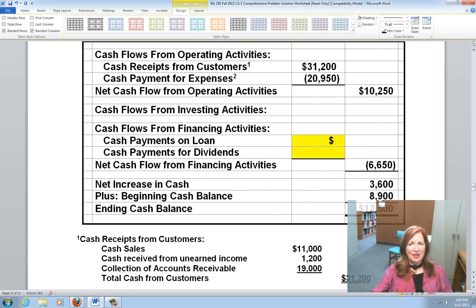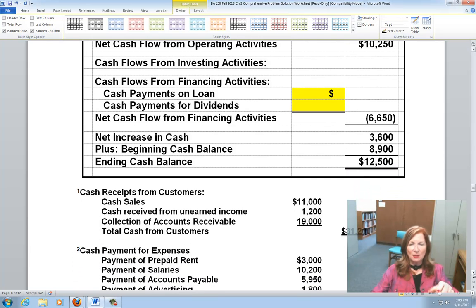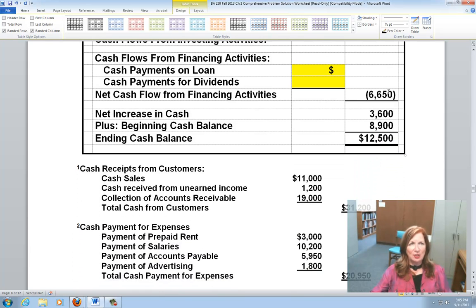We have plenty of weeks to work on that, so I'm not as worried about you learning that right now. I think you have plenty of learning going on. So enter those 2 amounts and that will be your statement of cash flows.